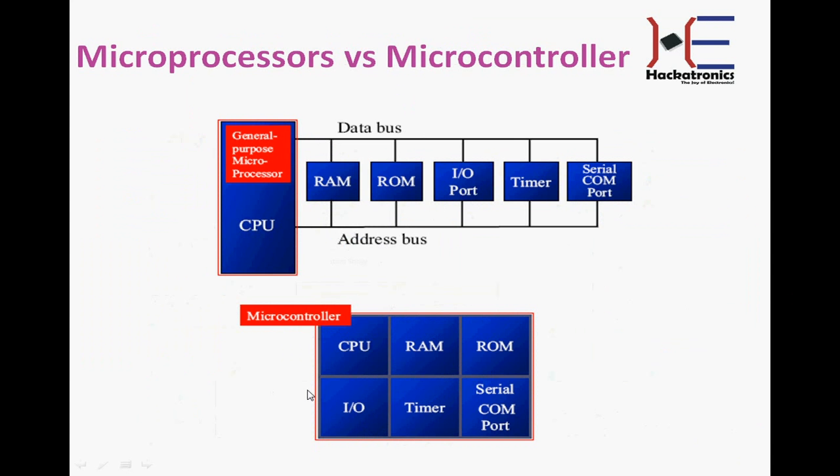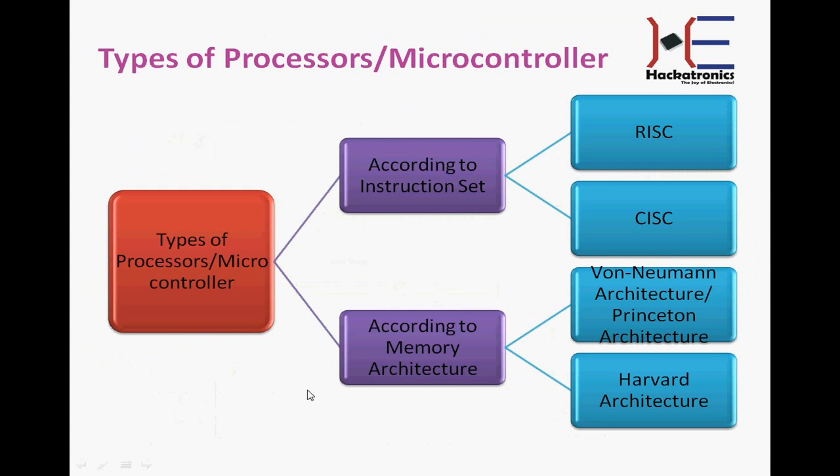The next we will study is the type of processors or controllers. They are classified on two bases. First, according to instruction set. Second, according to memory architecture. According to instruction set, they are classified into RISC and CISC. And according to memory architecture, they are classified into von Neumann architecture or Princeton architecture and Harvard architecture.